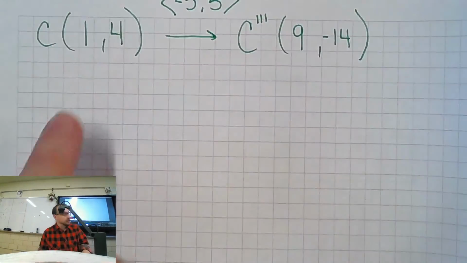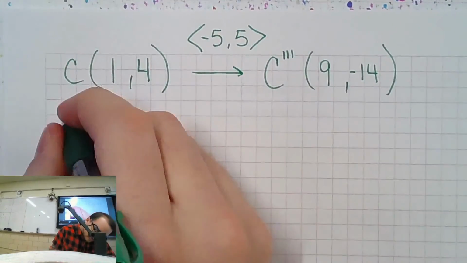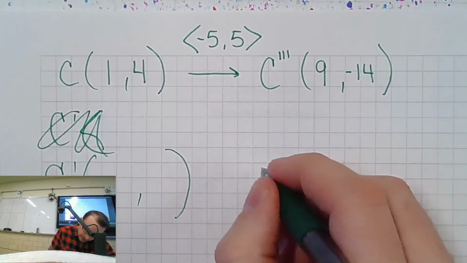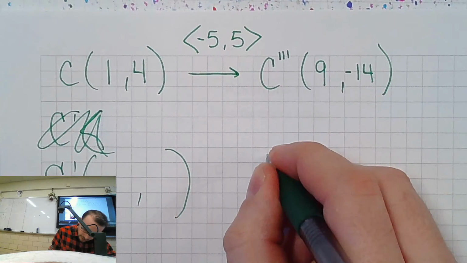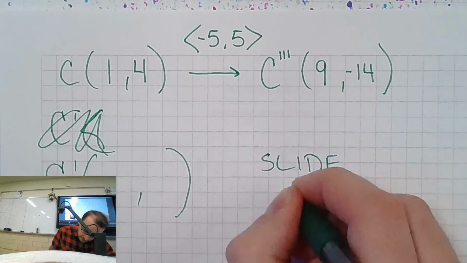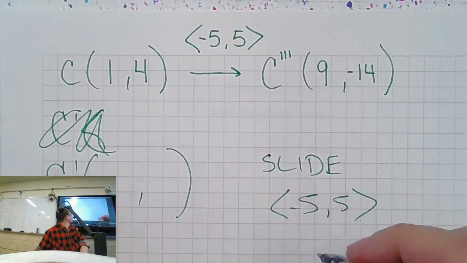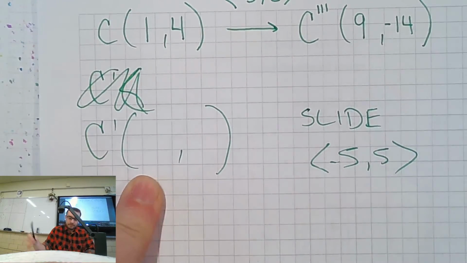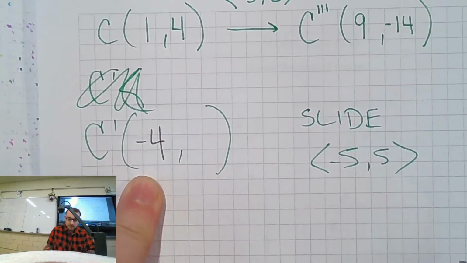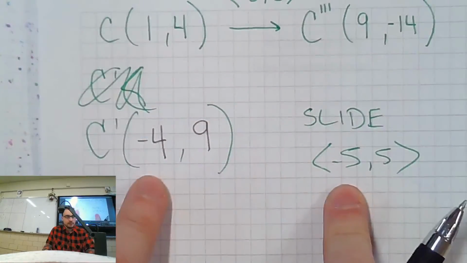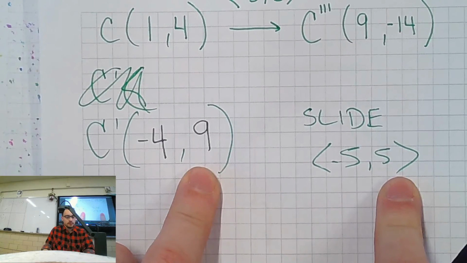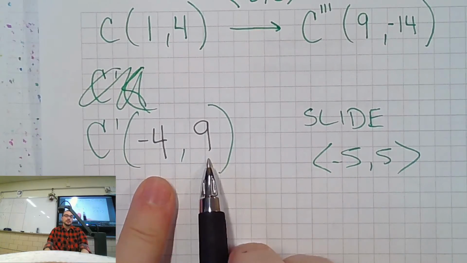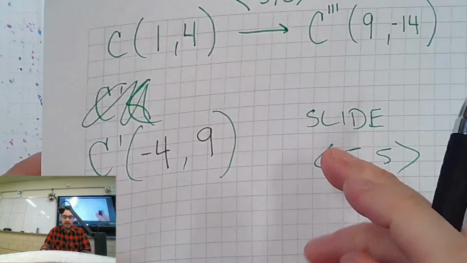So how do I apply a vector to a coordinate? This is our slide, our translation, so we're going to slide it by this. What does this become when we slide it by negative 5, 5? Negative 4, 9. 1 minus 5, 4 plus 5. So when we shifted everything by that vector to get everything recentered, this is where that ends up. So C prime is now at negative 4, 9.